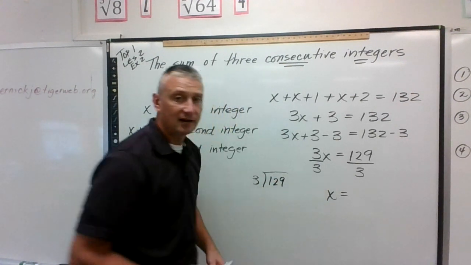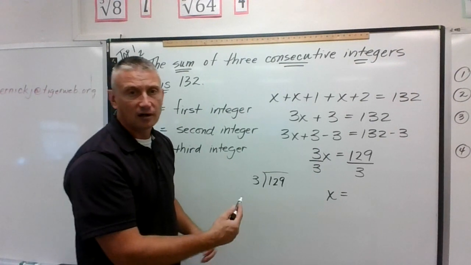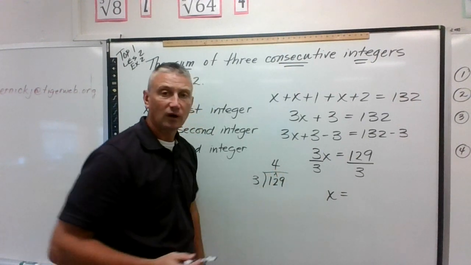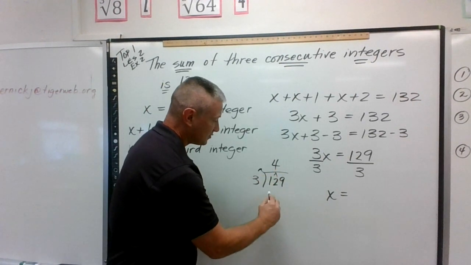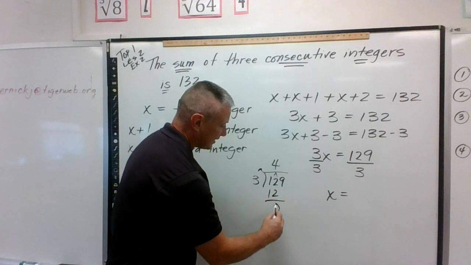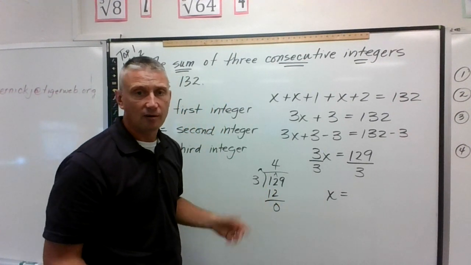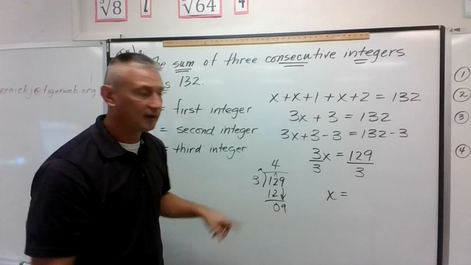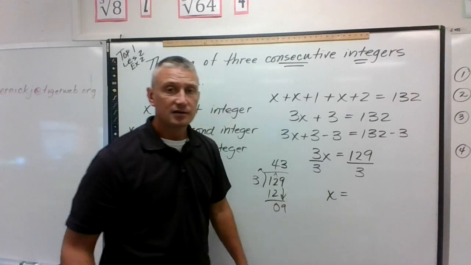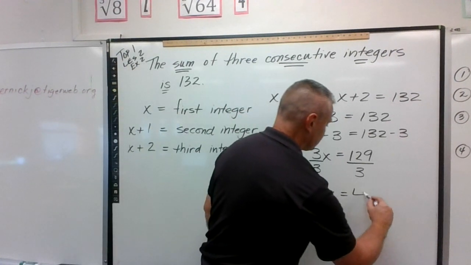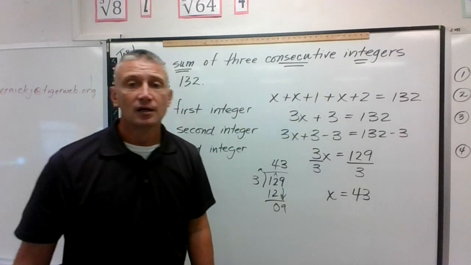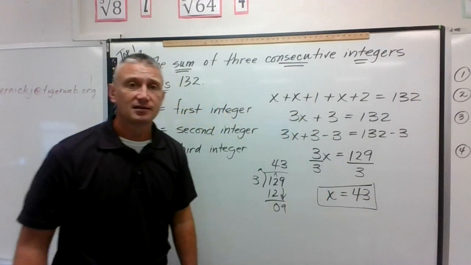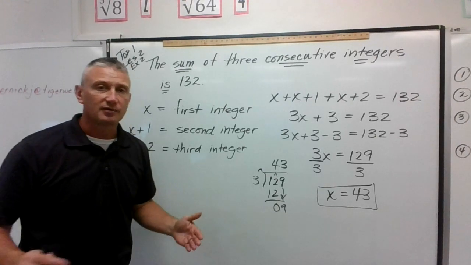Here's 129 divided by 3, old school. 3 does not go into 1, so the first largest number that it goes into is 12. 3 times 4 gives me 12. 4 times 3 gives me 12. If I subtract, I get 0. 0 is lower than 3, so I know I'm okay. I bring down the 9. Here's my new division problem. 9 divided by 3. 9 divided by 3 will give me 3. So I know that x equals 43. Now, this only tells me what x is, but it doesn't tell me the 3 integers.